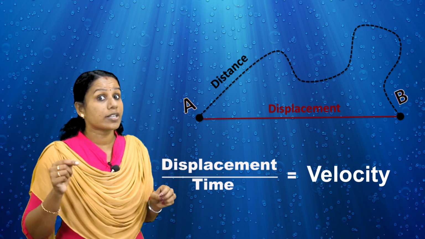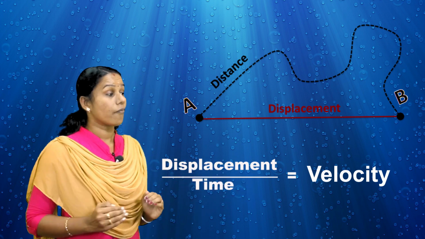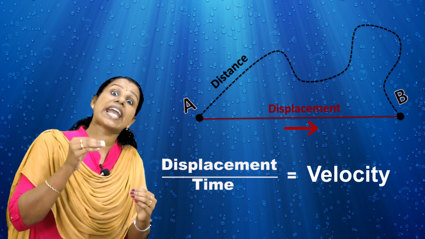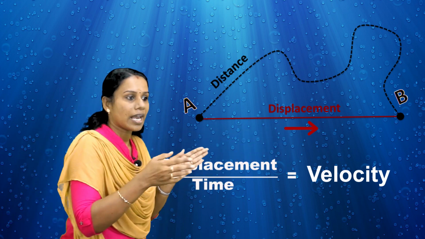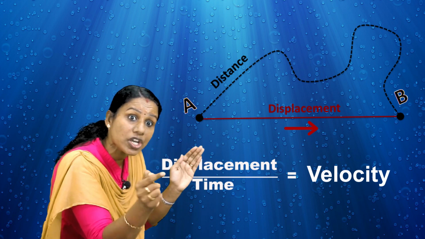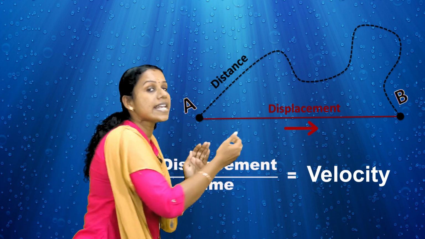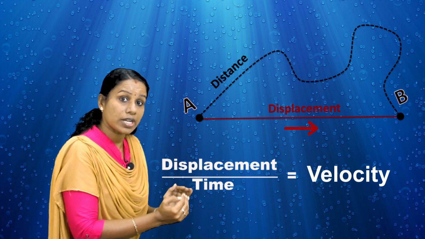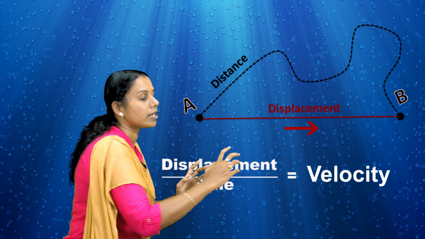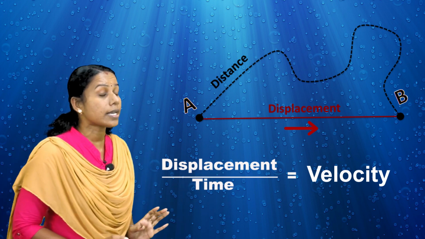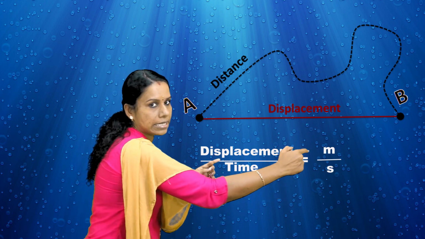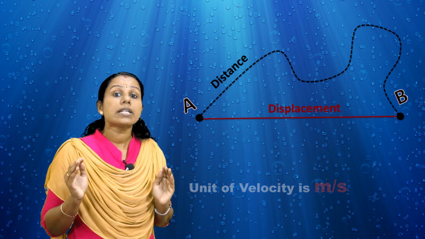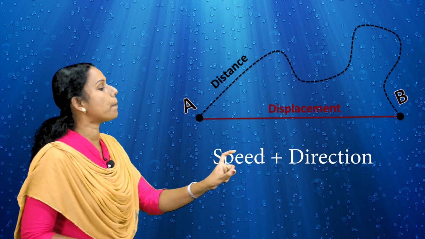Then we can say velocity is speed plus direction, because when we say velocity of the body from point A to point B, along with the magnitude, we indicate the direction also, from here to here, right? The body is moving from here to here, so there is a particular direction, towards east. So the direction of the quantity is also mentioned. That's why velocity is a vector quantity, and velocity is displacement divided by time. And what about the SI unit of velocity? Displacement by time. Unit of displacement, meter. Unit of time, second. So the unit of velocity is also meter per second. So we can say that velocity is speed plus direction.